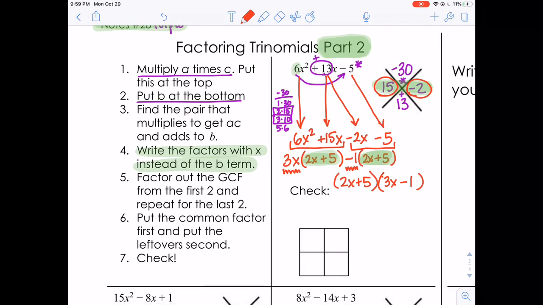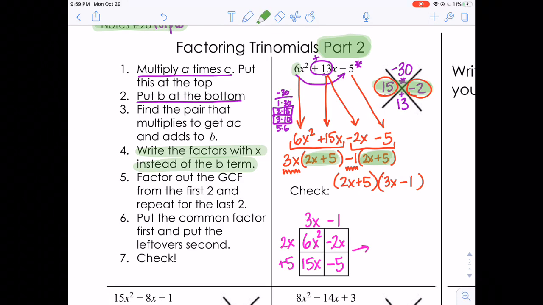Now I'm definitely going to have to check all of these, so I'm going to use my box. I have 2x plus 5, 3x minus 1. 2x times 3x is 6x squared. 2x times negative 1 is negative 2x. 3x times 5 is 15x. Negative 1 times 5 is negative 5.